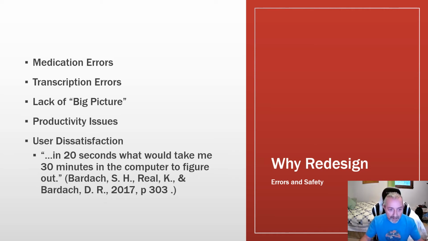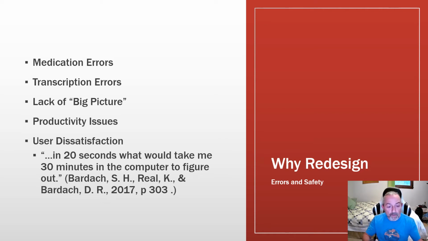And all of that really leads to this last point of user dissatisfaction. If the nurses and the people that are working with the system aren't seeing a clear positive change for them, it's really not going to be effective in trying to make this successful.